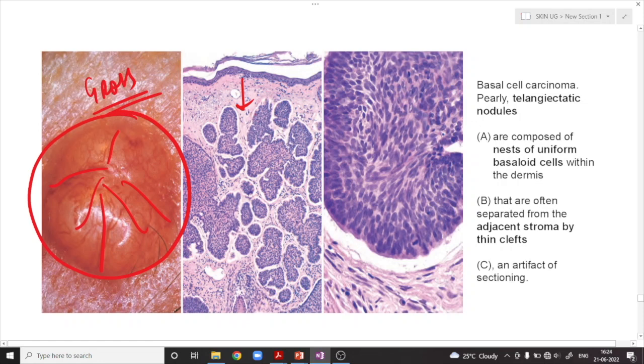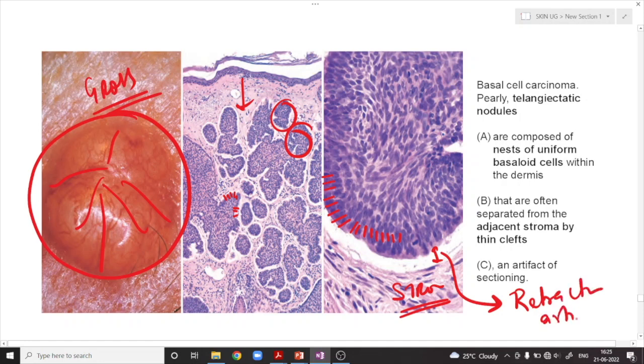Now as we can appreciate, there are multiple tumor islands, and at the periphery the nucleus is arranged in a palisading manner, which is very characteristic for basal cell carcinoma. Also very important, this stroma or this dermis is separated from this tumor island by a space. This is basically a retraction artifact. We call it a retraction artifact, also called artifact of section or sectioning artifact. It is an artifact because of tissue processing.